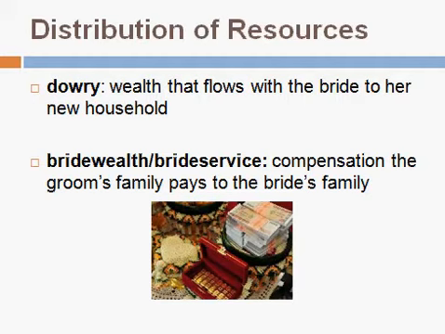So in terms of distribution of resources, we have some important terms related to kinship as well. A flow of resources occurs when there is a marriage, and these terms help you to see the different kinds of variety that exists in the world. So most of us are probably familiar with the idea of a dowry, which is wealth that flows with the bride to her new household. And the idea here is that the bride is someone who will be taking resources from the household. Perhaps you could think of it as being a new mouth to feed.